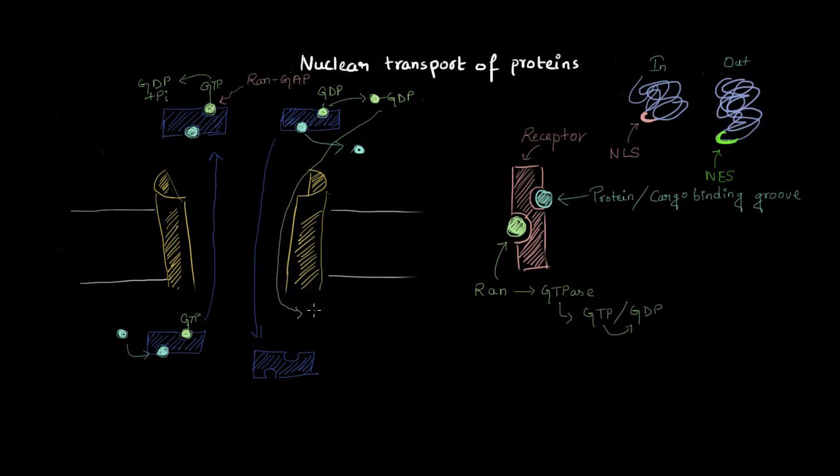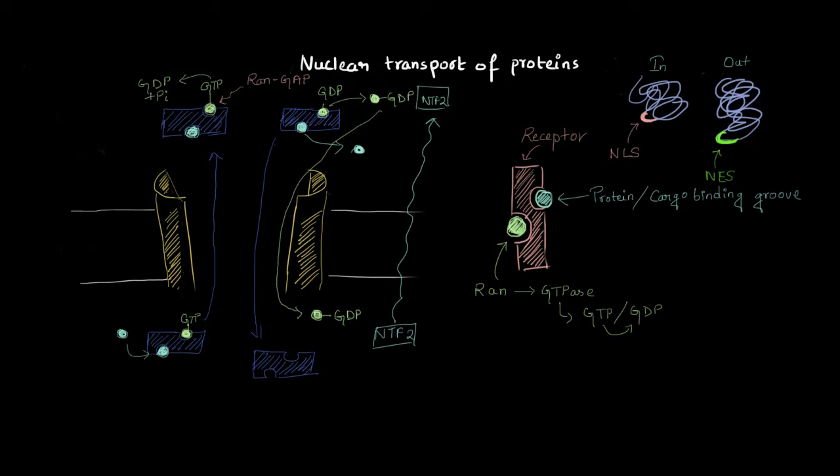This RAN moves in its GDP bound form when it is bound to another molecule called NTF2. So NTF2 binds to RAN GDP and moves it inside the nucleus, and again this NTF2 can move out on its own. It does not require a receptor. So this NTF2 moves out and RAN is now in its GDP bound form.